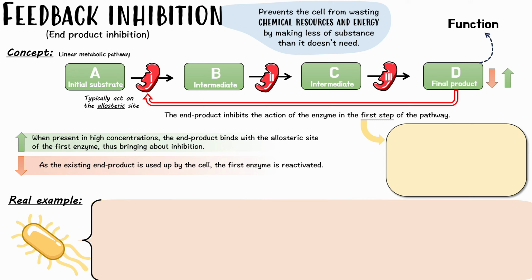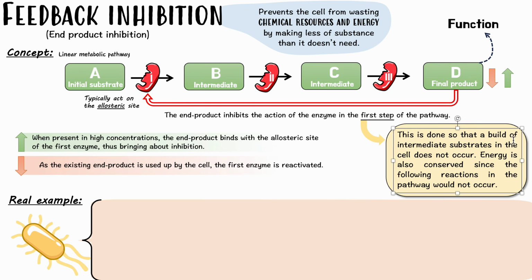Now, the next question we need to ask is, why are we inhibiting the first enzyme? Why doesn't this final product go and inhibit this one or this one? It's a very good question, and it's very important to consider. So this is done so that a buildup of the intermediate substrate in the cycle does not occur.